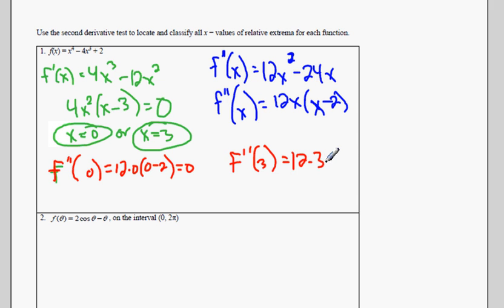Over here, when I substitute in 3, I'm going to get 12 times 3 minus 2. 12 times 3 is 36, times 1 is 36. Again, I'm really just worried about whether it's positive or negative. So since the second derivative at 0 equals 0, then x equals 0 is not a relative max or a min. And since the second derivative at 3 is greater than 0, positive, then x equals 3 is a relative min of the original function.